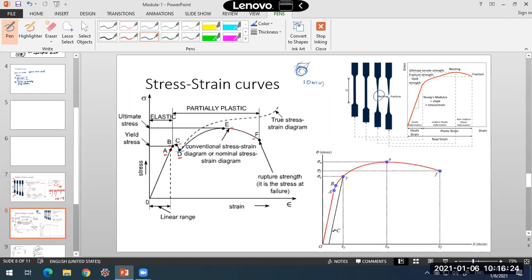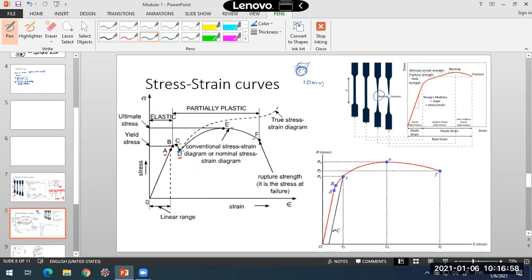The specimen will start taking up the load. There will be elongation without any increase in the load. This is what we call strain hardening. Between C and D, the deformation takes place under a constant load or under a reducing load. The load or stress value will reduce, but the strain will be increasing in this region between C and D. That is the strain hardening part.